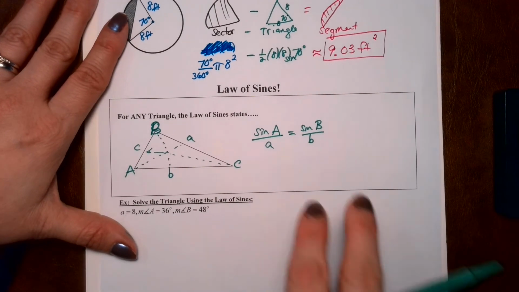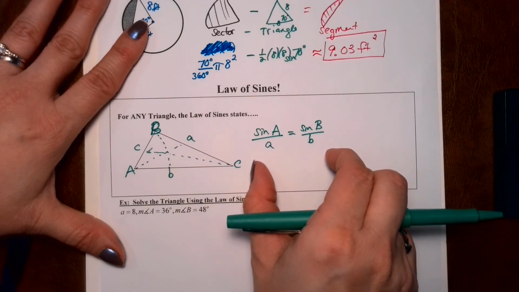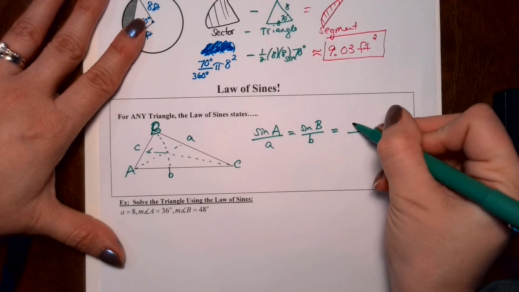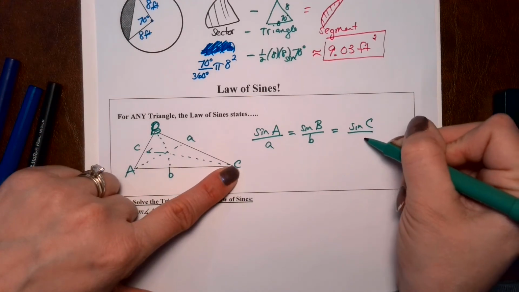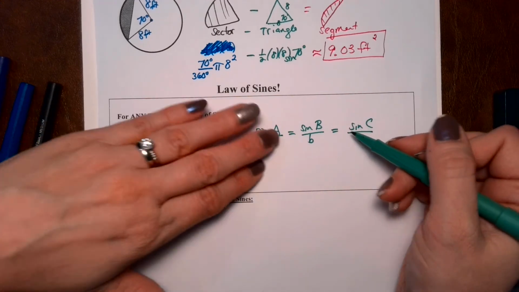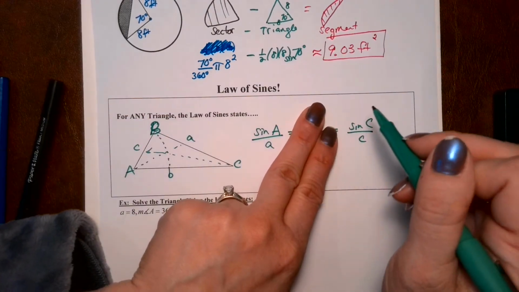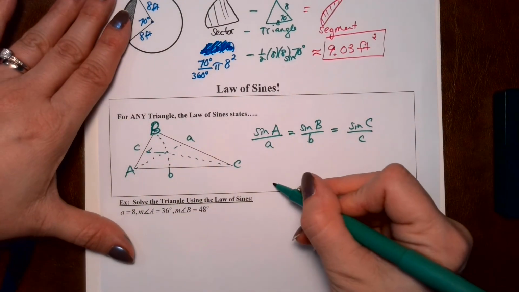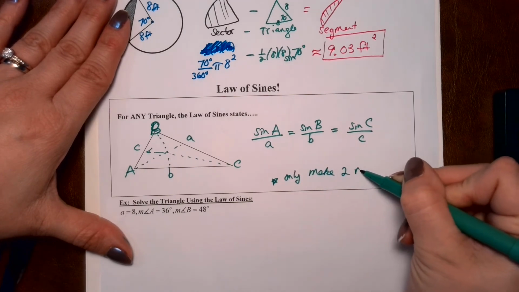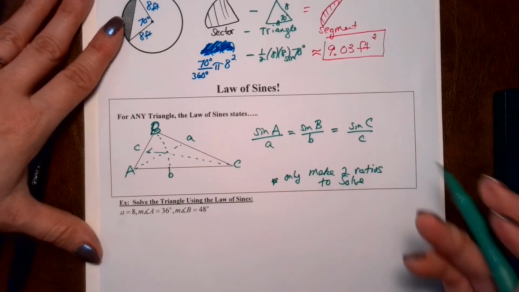Now that's not the only ratio you can make. You only need 2 to form the proportion. But there is another fraction you could make: sine of angle C divided by side little c. Now you would never make all three of these. Maybe you would make these two and then cross multiply. Or maybe you would make these two and then cross multiply. So let's just put a note here: only make two ratios to solve. But that's just the setup that you would use.